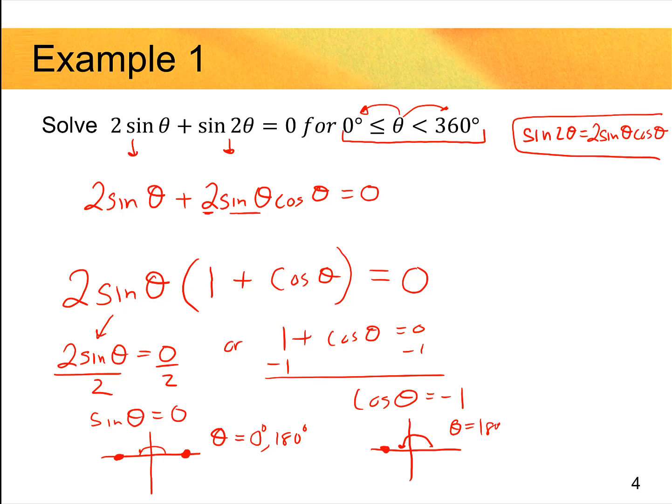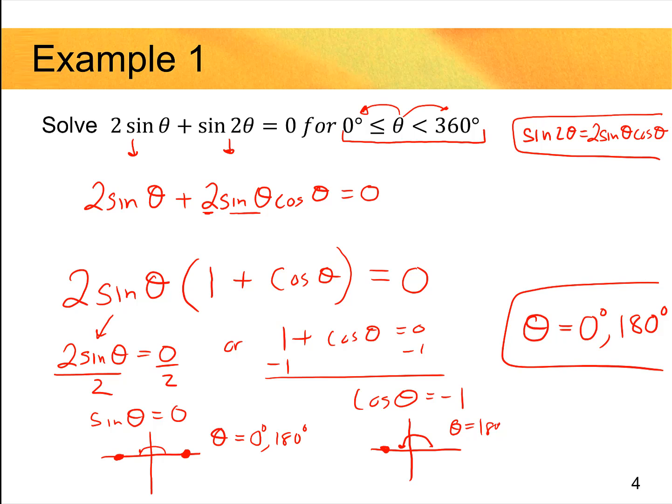At the end though, you want to just state your final answer. The final answer is 0 degrees. We're just going to include both answers here: 0 degrees and 180 degrees. There it is. That is the answer to the first problem. Alright, are we good?